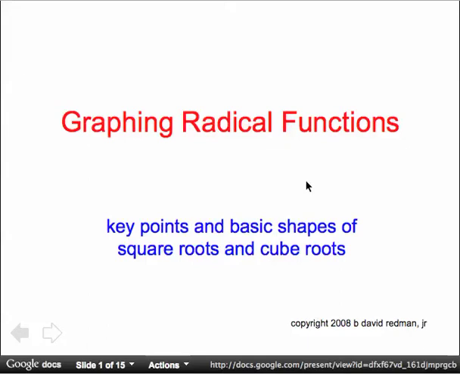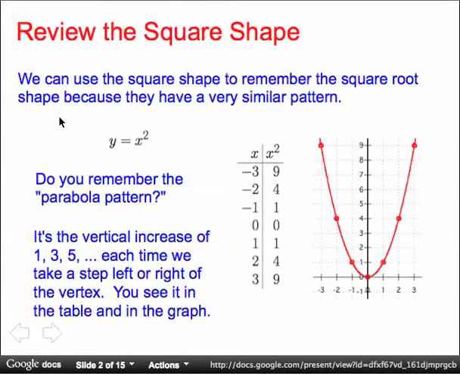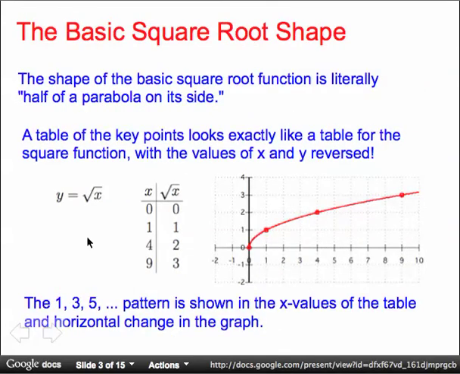Let me walk you through the graphing of radical functions by identifying the key points and the basic shapes of square roots and cube roots. Remember, you can use the basic shape of the parabola, the square function, which you know by the pattern vertex, and then up 1, up 3, and up 5, left and right with each step. You can use that basic pattern to look at the first square root shape, y equals the square root of x. It's literally half a parabola on its side.